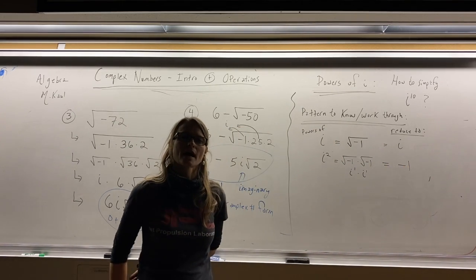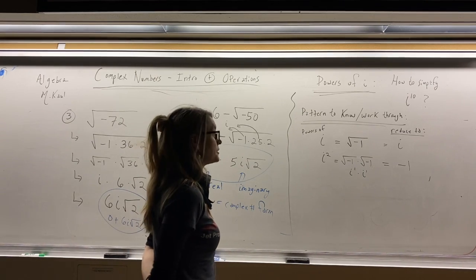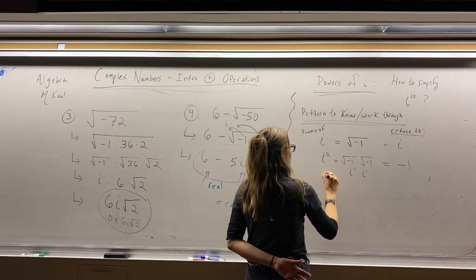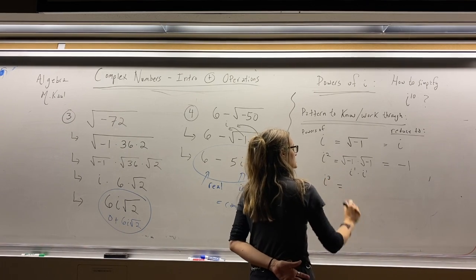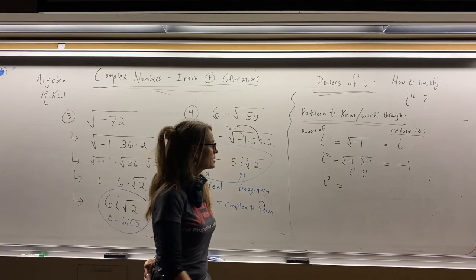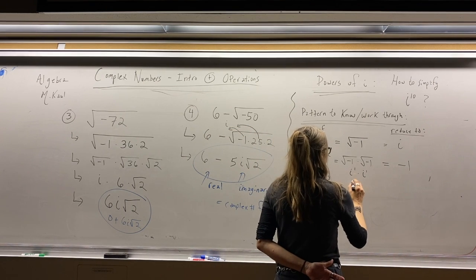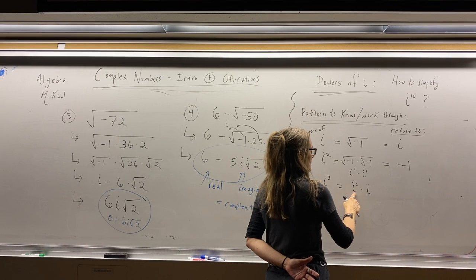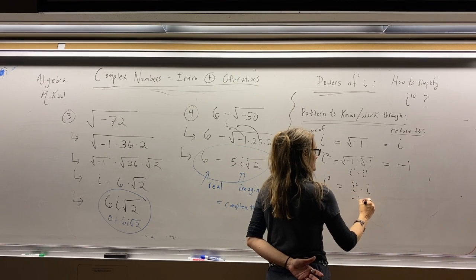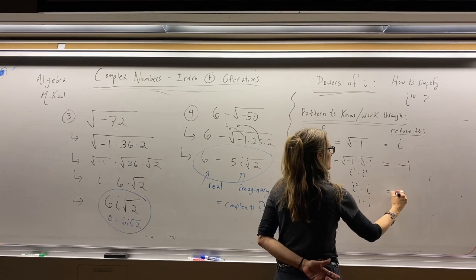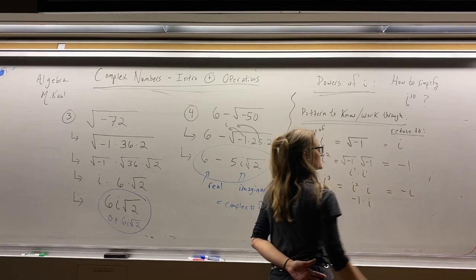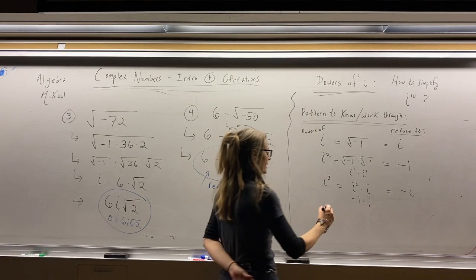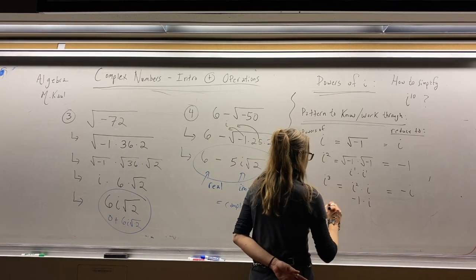So if you ever see an i squared in an expression, you replace it with the number -1. What about an i cubed? Well, let's break down the exponents of i cubed. That becomes i squared times an i. Now i squared is a -1 times an i. So this whole thing reduces to a -i.